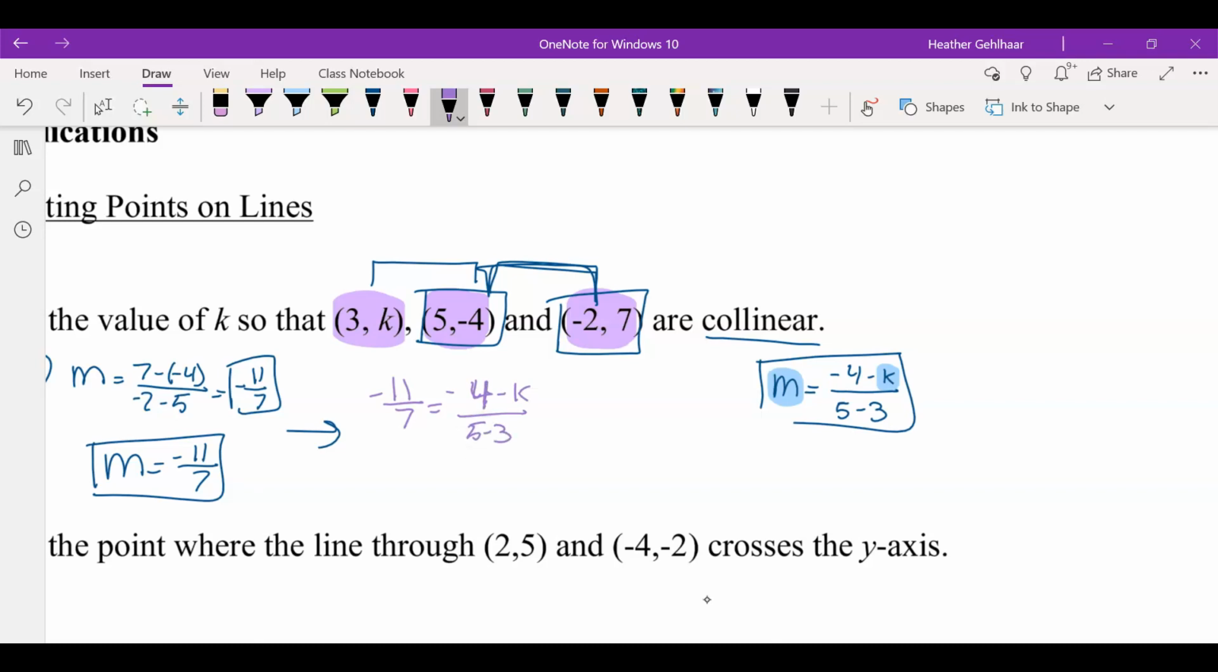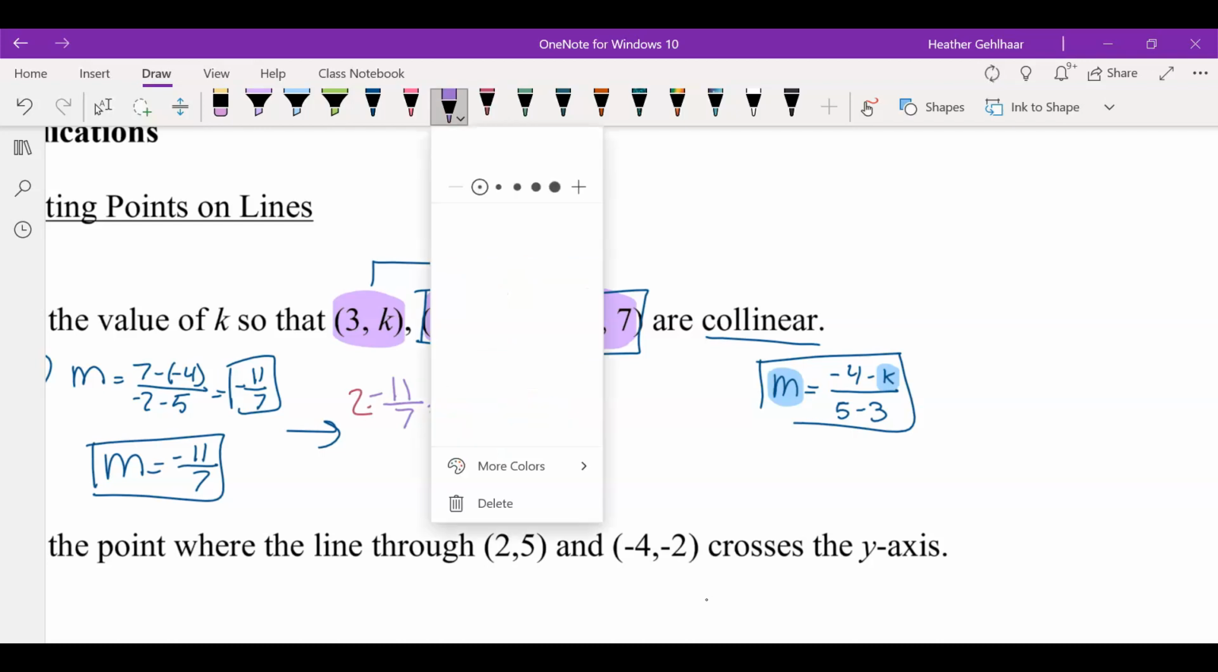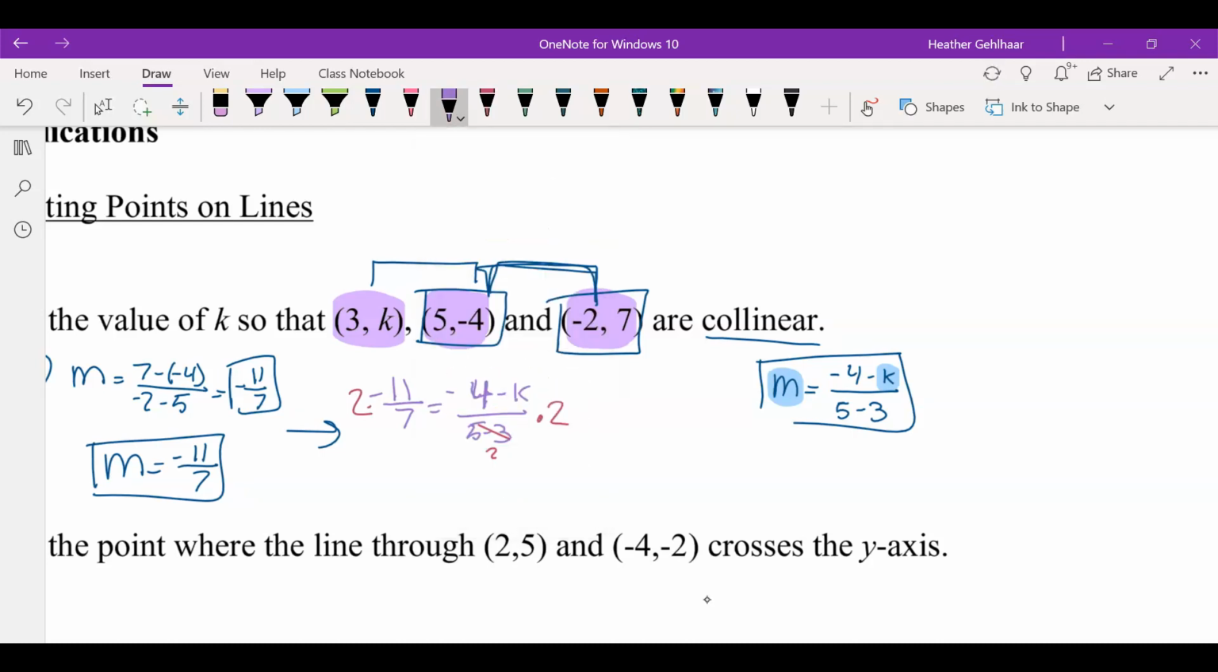Now, there's a fraction. Please be careful. If you are not good with fractions, use your calculator to help you. But at this point, we should be pretty comfortable multiplying with fractions. Here, this actually becomes a 2, so I'm going to go ahead and multiply both sides by 2 to get rid of that there. We will then have here negative 22 over 7 equals negative 4 minus k.